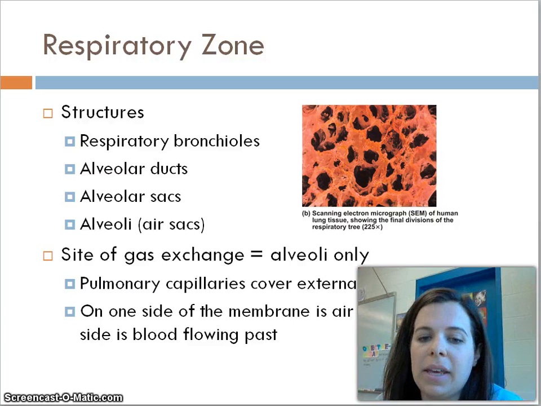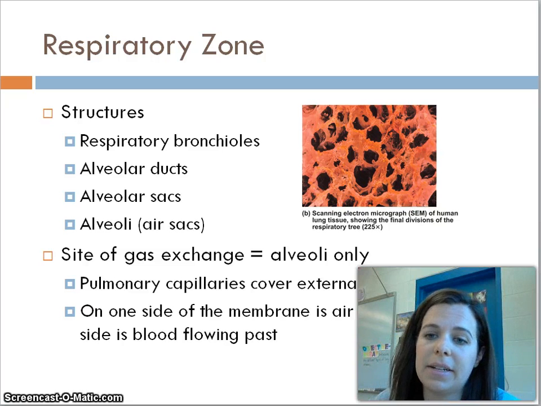At the end of the bronchioles, of the terminal bronchioles, you have your alveoli, and that's where your gas exchange is going to occur. Alveoli are covered with pulmonary capillaries, and on one side of the membrane is going to be air, and then the other side is going to be blood. And so you're going to exchange gas that way.